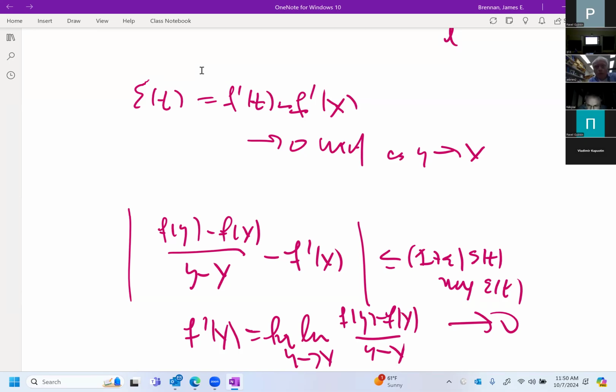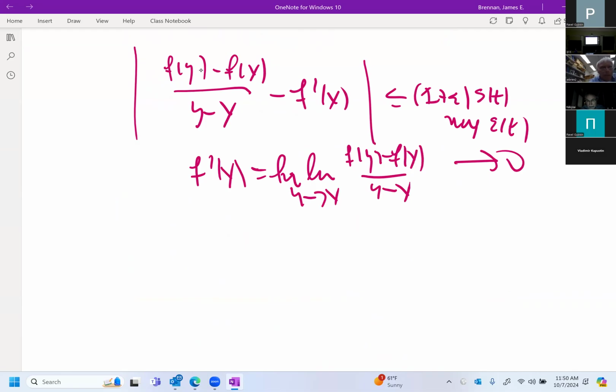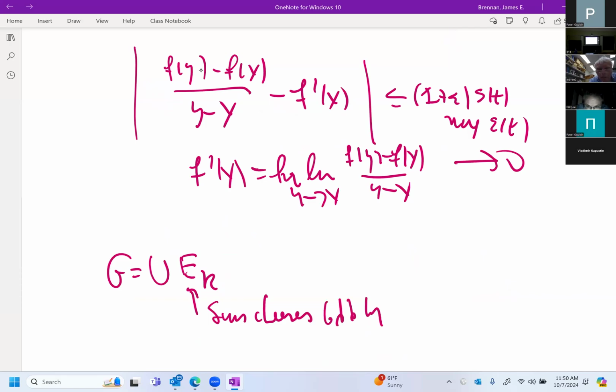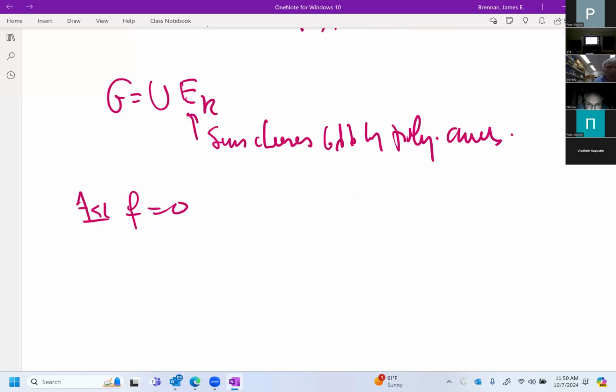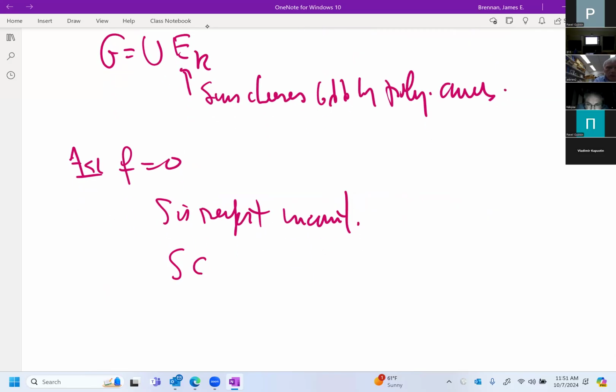Okay, G. Now the final point is that G is the union of all of these Swiss cheeses bounded by polygonal curves. So now let's assume that f equals 0 on an uncountable set inside the interior. Then by the Cantor-Bendixson theorem, you may assume that S is a perfect uncountable set, okay? And you may assume also that S is contained in EK.